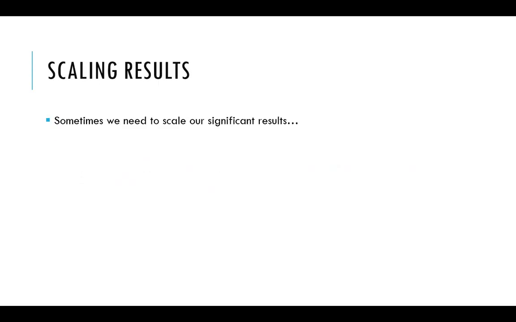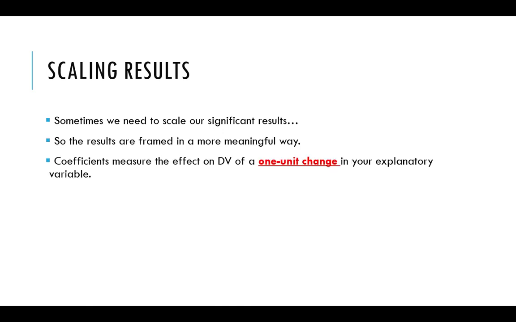Let's talk about scaling. Sometimes we need to scale our significant results so that the results are framed in a more meaningful way. I'll give you an example and that will make more sense. But remember again that coefficients measure the effect on your dependent variable of a 1 unit change in your explanatory variable. But what if 1 unit is really, really small, so small that it's going to estimate a coefficient, but that coefficient is going to be super, super tiny? And if so, it's not really meaningful.